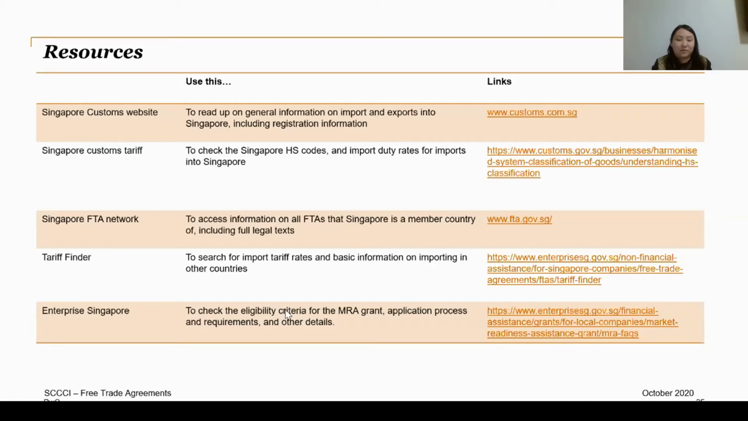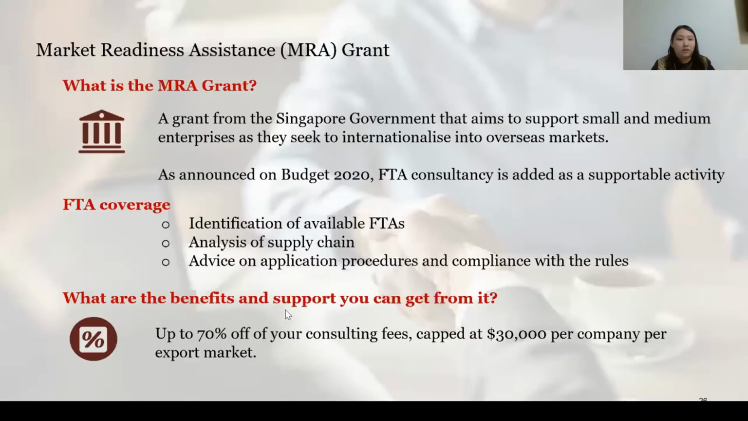So Enterprise Singapore is all about trying to encourage this. There is actually a grant that can help with this. I wanted to talk about this. It's part of the Market Readiness Assistance Grant. And as part of it, this year, actually, the first budget that happened, not the subsequent ones, the FTA consultancy was added as a supportable activity. So you can actually get help, and ESG will be able to support the help that you will get. So actually it's pretty good lah. You get 70% off all consultancy fees, capped at 30K per company per market that you're looking to export to. So actually it's quite decent.